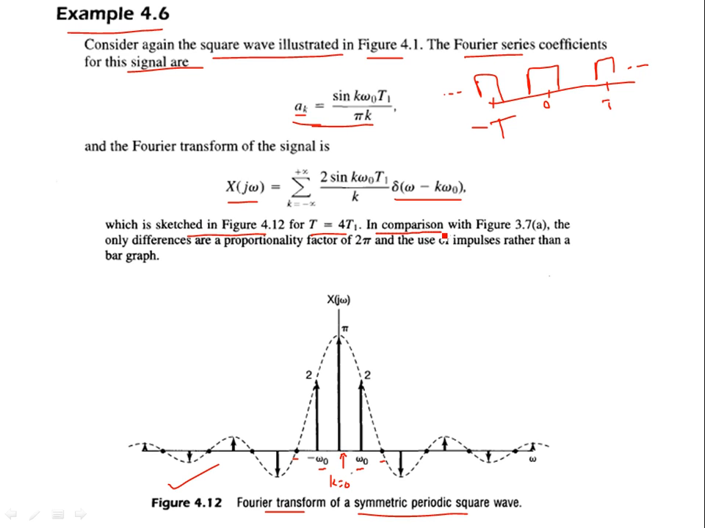Okay, so in comparison with figure 3.7a, the only differences are the proportionality factor of 2 pi and the use of impulses rather than a bar graph. So we have the impulses basically sampling the sinc function, and this sinc function is the envelope of the Fourier transform, which is a continuous function of omega.